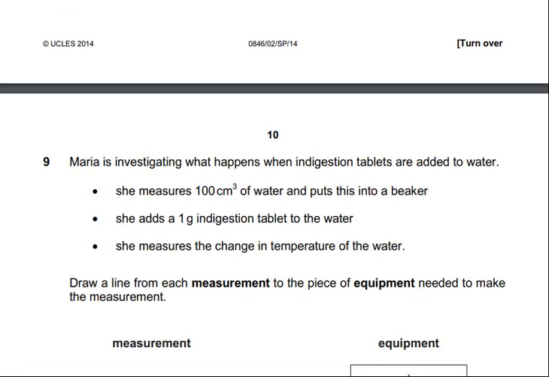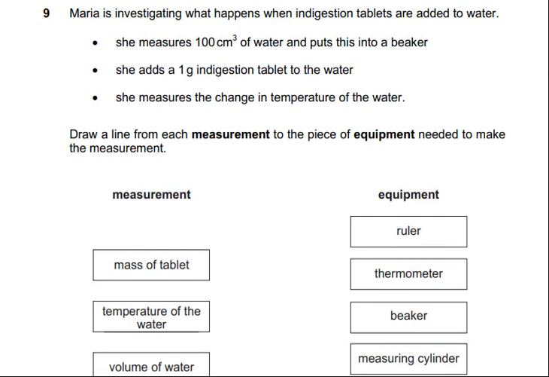So now we will go to the other page, page 10, question number 9. Maria is investigating what happens when indigestion tablets are added to water. 1. She measures 100 cubic centimeters of water and puts this into a beaker. 2. She adds 1 gram of the indigestion tablet to the water. 3. She measures the change in temperature of the water. Draw a line from each measurement to the piece of equipment needed to make the measurement.